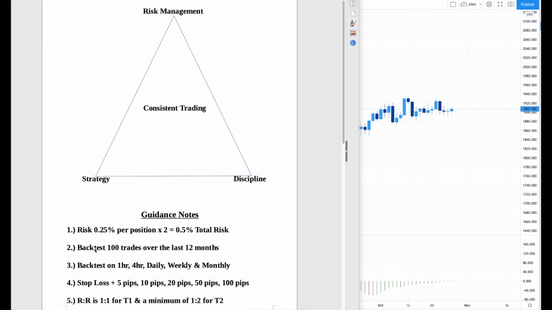I think for anyone who's backtesting, these are the rules really, or these are my suggestions, if you like. Backtest 100 trades over the last 12 months. So look back, pick an instrument. It could be the pound dollar, it could be gold. Have a look at it over the last 12 months and try and find your strategy. For me, it's simple. I have my three strategies. If you're following my three strategies, try and find my three strategies.